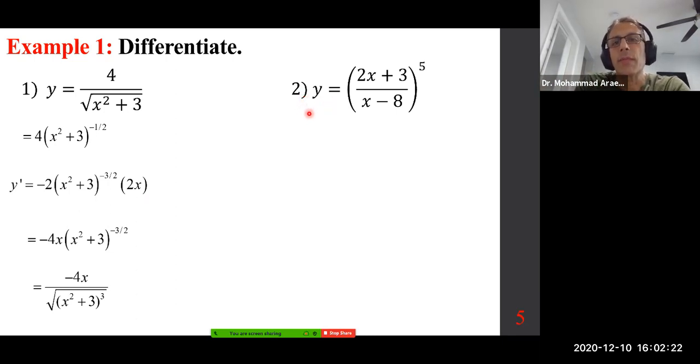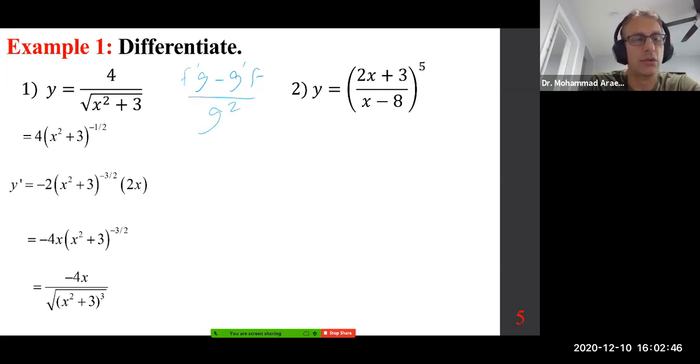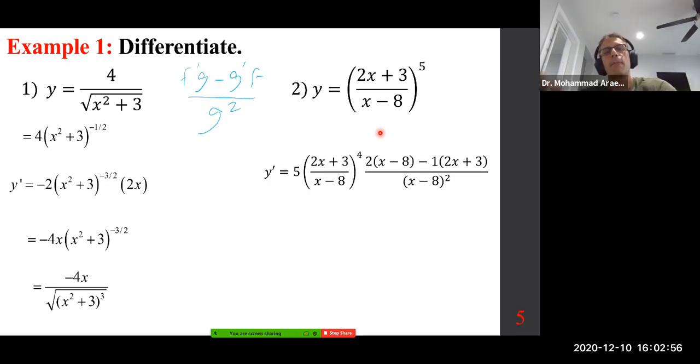All right, how about this one? 5 becomes a coefficient. Again, this is the extended power rule or the chain rule. Then the exponent changes to 5 minus 1, or 4. And then we take the derivative of this using the quotient rule. So quickly, the shorthand notation we use for the quotient rule is f prime g minus g prime f over g squared. This is shorthand notation. So this piece gives you the top: 2 times the bottom minus 1 times the top over the bottom squared.